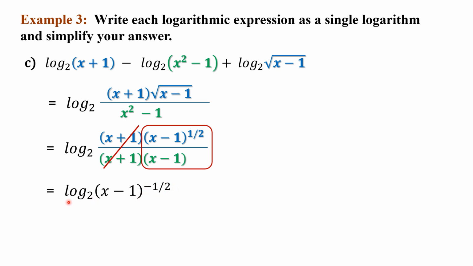So we now have log base 2 of x minus 1 power negative half. Now, if you analyze whether this is the final answer, since there's a negative power, this is not yet the final answer. So to get rid of this power negative half, put this as a coefficient by applying the power rule. So this will give us negative half of log of x minus 1 to the base 2. So this is the final answer because we cannot do anything more on this step.